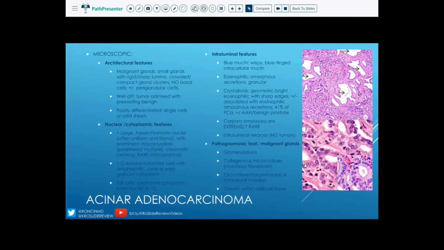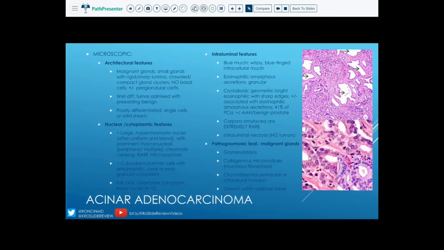Okay, you can see chromatin clearing. Again, you can see how it's centrally cleared. You may see some mitotic figures and apoptotic bodies, but you don't really appreciate that too much with prostate. The cells themselves tend to be cuboidal or columnar with amphophilic, clear or pale granular cytoplasm. And the amphophilic cytoplasm really is what can help you, if it's present.